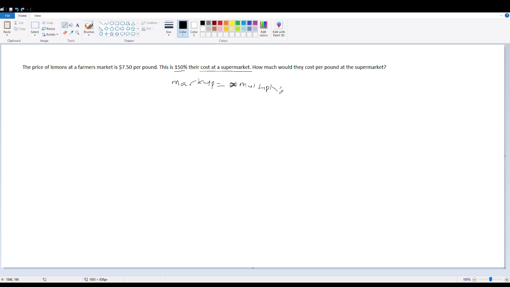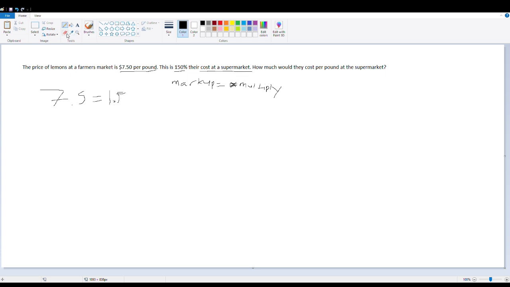I should really find a way better system for this. Okay, markup equals multiply. Great. Now let's plug it in. 7.5. Where do we get the 7.5? From the $7.50 per pound at the farmer's market, which is equal to 1.5. Now, where do we get that?